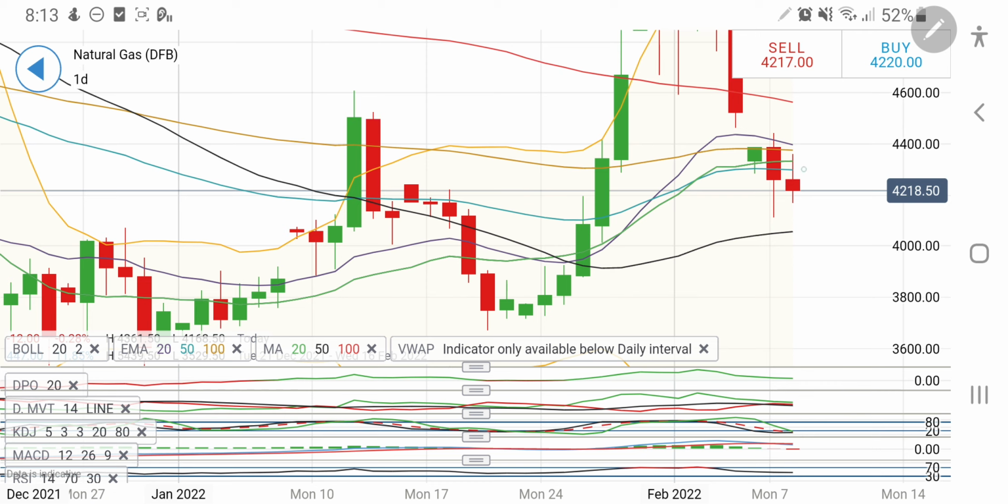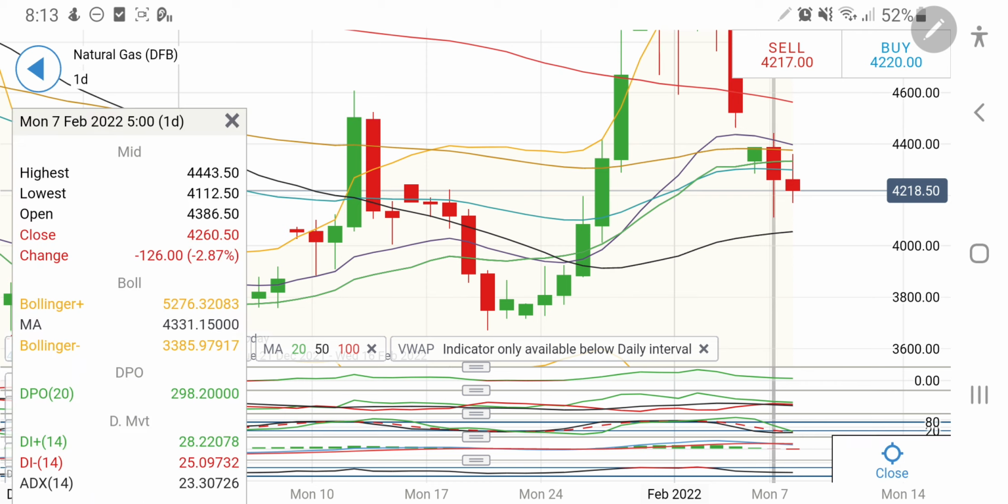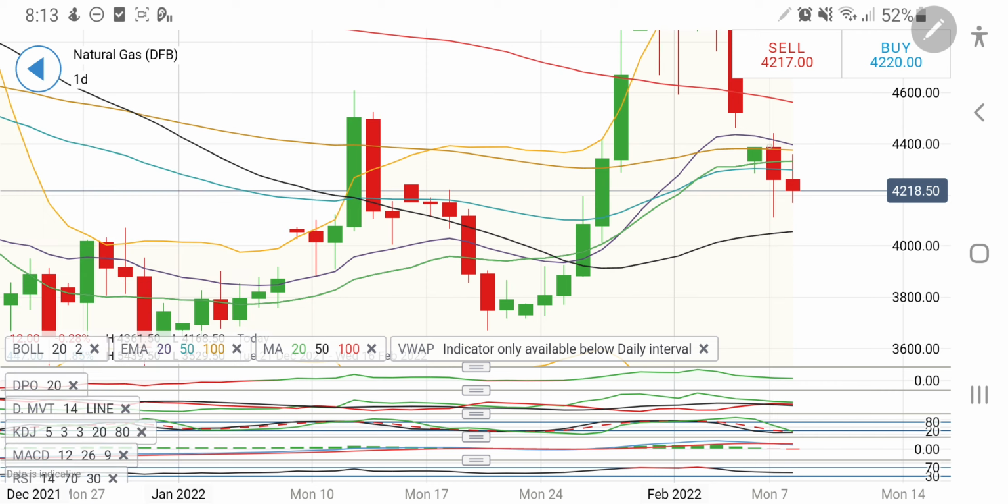So see, natural gas on the daily charts is making this. You can see lower highs and higher lows. It is also looking for a breakout. On the downside, once it breaks 4100, you can take a short entry there at around 4100 levels, and you can expect it to correct sharply. On the upside, once it breaks 4400, which is a strong resistance zone, but yes, also there is a gap to be filled towards 4500.